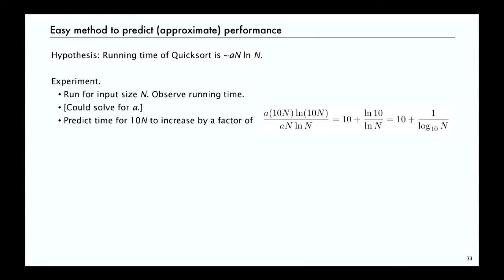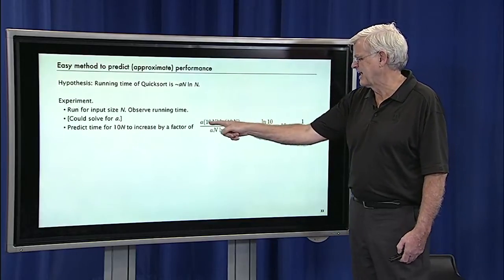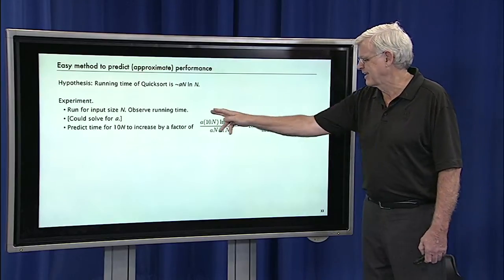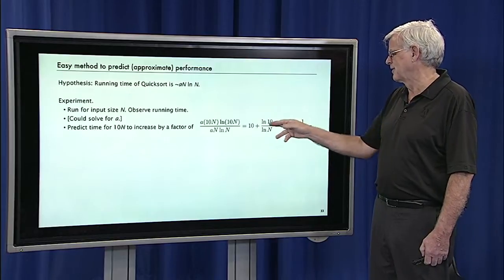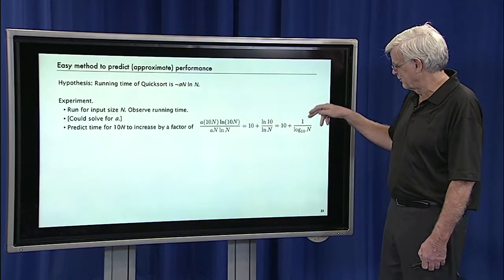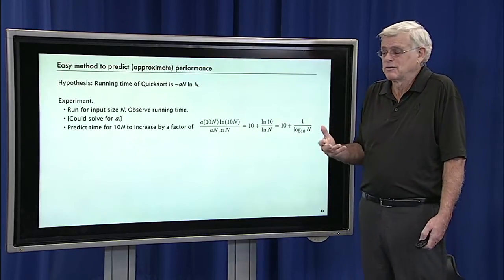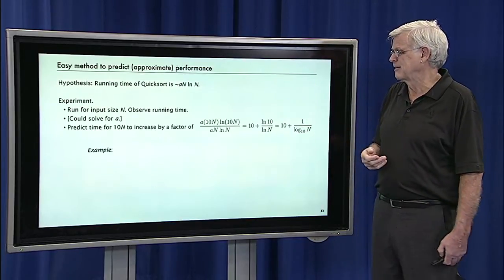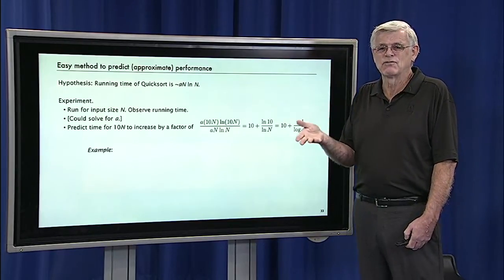So say we wanted to predict the time for 10N, knowing that we have the running time for N. Well, if you just do the math, if we take A times 10N log 10N over A N log N, the A's cancel. We don't even have to know the constant. It says that the running time is going to increase by a factor of 10 plus 1 over log base 10 of N. And this gets smaller as N gets bigger, so if you increase the problem size by 10, you're going to increase the running time about 10. And that's a very accurate prediction that's useful, and that we now teach to first-year students.